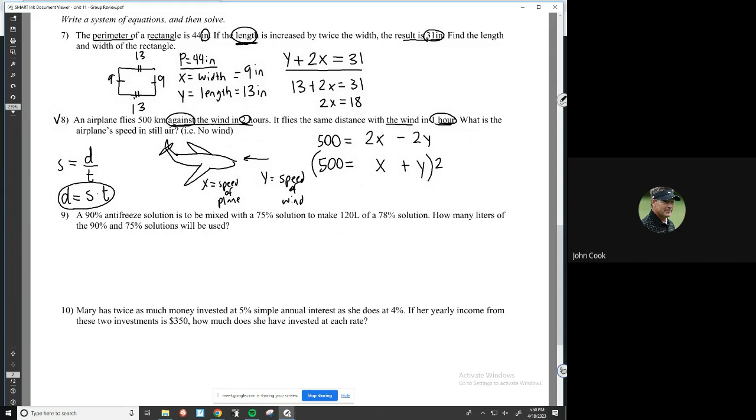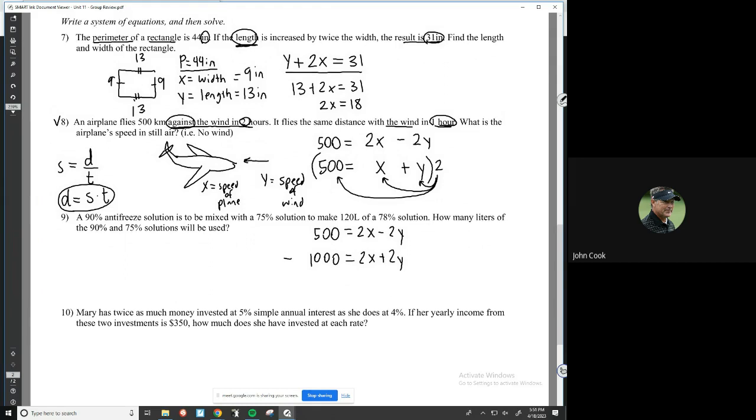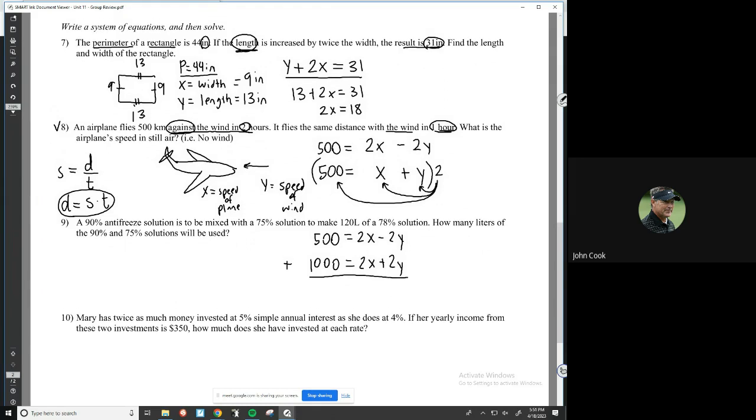So here's what I end up with. The top equation stays the same: 500 equals 2x minus 2y. And if I multiply the whole bottom equation by 2, I distribute everything in. 2 times 500 is 1,000. 2 times x, that's 2x. And then 2 times y, that's positive 2y. And if I add these two equations together, I get 1,500 is equal to 2x and 2x makes 4x. Negative 2y and 2y gives me 0y, so that's gone. And I get this really easy equation.